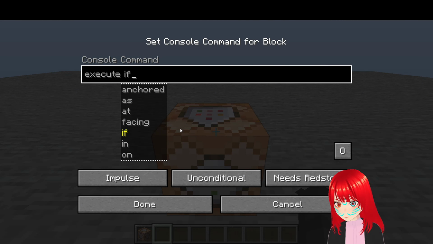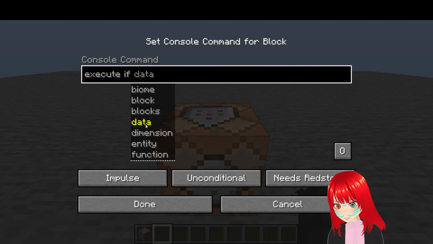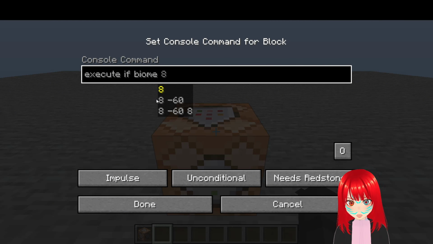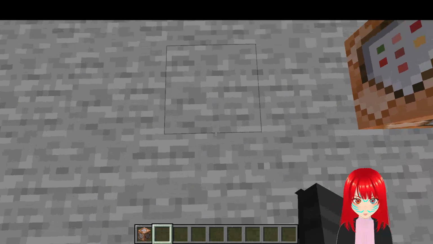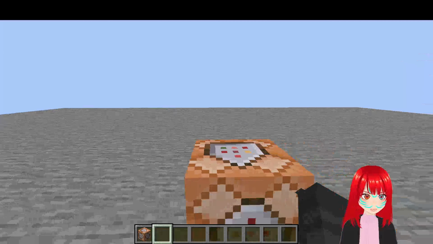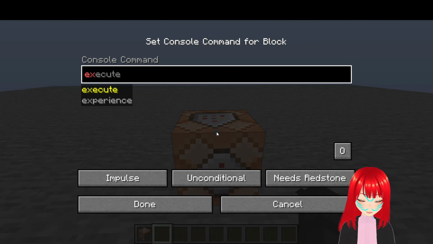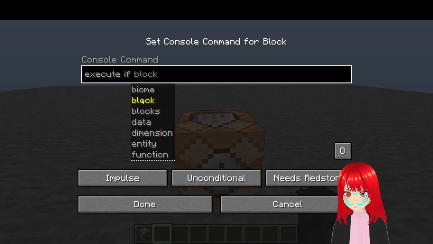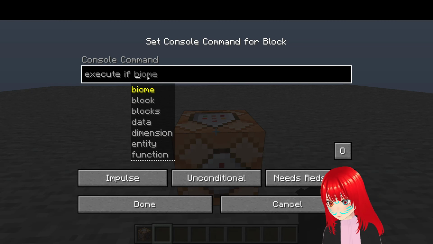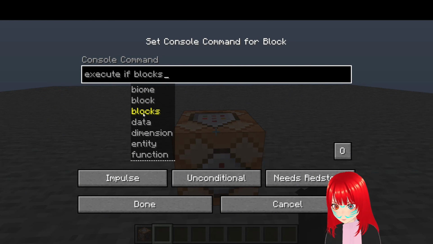And then if. The if statement itself has a bunch of different things. So if biome will check if there is a specific kind of biome at one spot, and if there is, then it'll execute whatever command you got. If there's not, then it won't. Block checks for a singular block, and blocks checks for multiple.